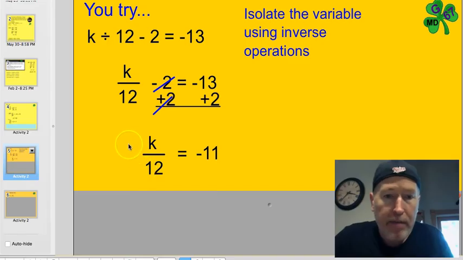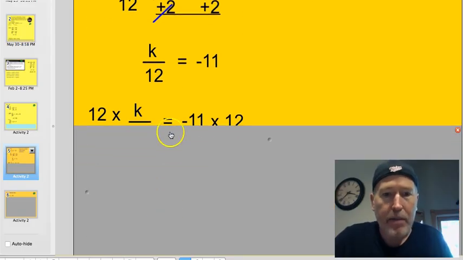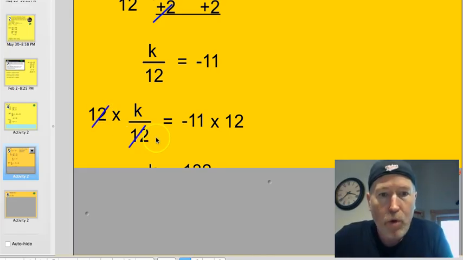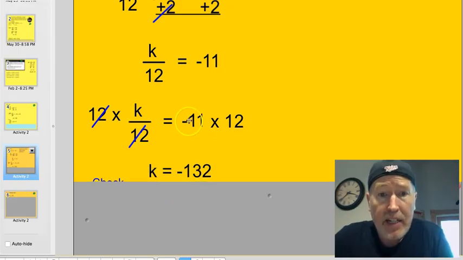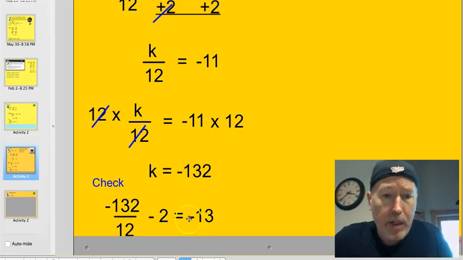Now this is division, so I'm going to multiply both sides of this equation by 12. These 12s will cross off on this side, leaving me isolating that k, and I have a negative 11 times the 12, which is a negative 132. If I pop that into my original equation, I've got negative 132 divided by 12 minus 2, which does equal a negative 13.